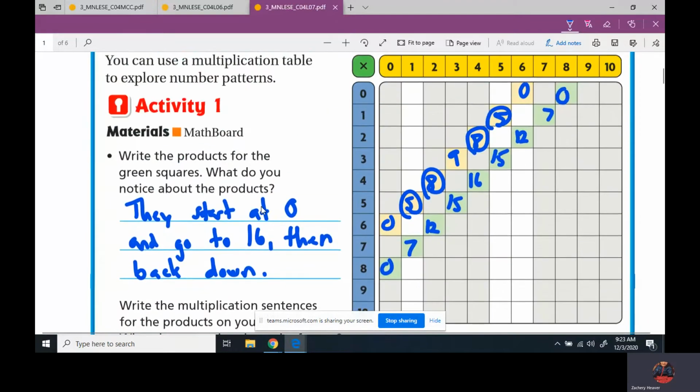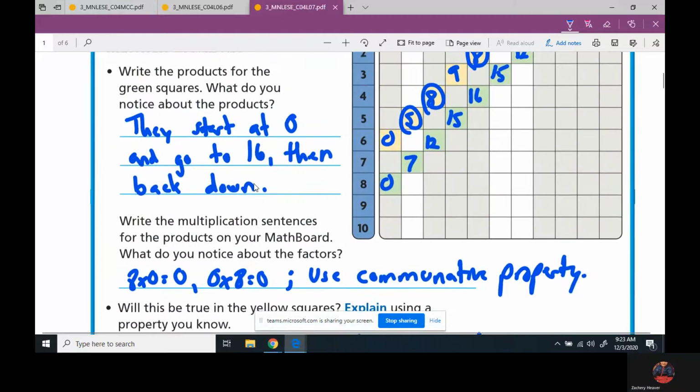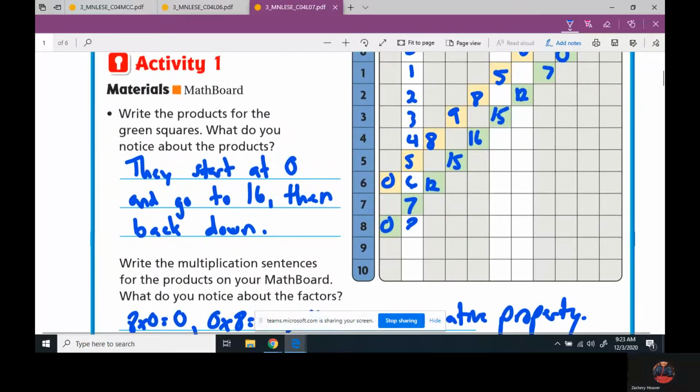It says write the products for the yellow squares. We've done it already. And then complete the columns for 1s, 5s, and 6s. So they want us to complete the columns for 1, 5, and 6. So let's do 1s. 1 times 0 is 0. 1 times 1 is 1. 2, 3, 4, 5, 6, 7, 8, 9, and 10.